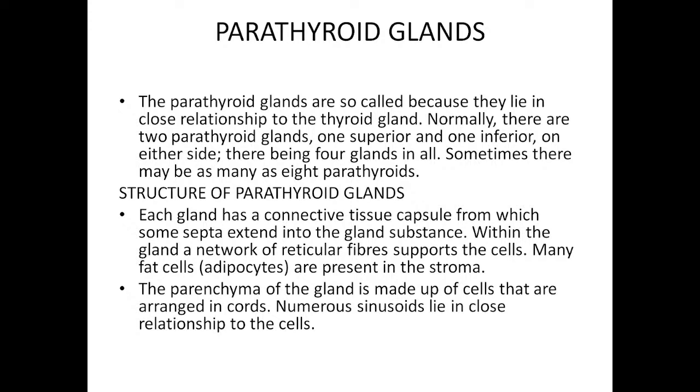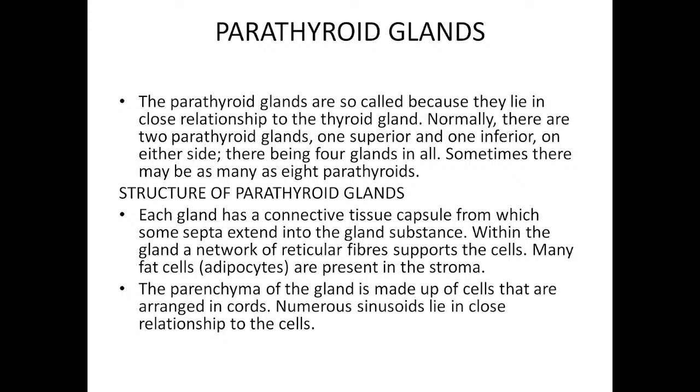Parathyroid glands. The parathyroid glands are so called because they lie in close relationship to the thyroid gland. Normally, there are two parathyroid glands, one superior and one inferior, on either side, there being 4 glands in all. Sometimes there may be as many as 8 parathyroids.